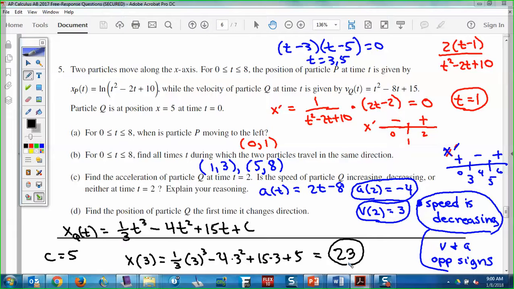Okay, I'm gonna hand out a packet here and give you some work time, so I'm gonna let you keep working on this, but let's just talk through real quickly the process on each of the parts, because I know some of you are gonna be at different places here. So when is P moving to the left? What are you gonna do there?